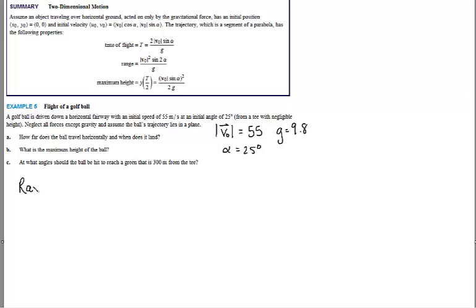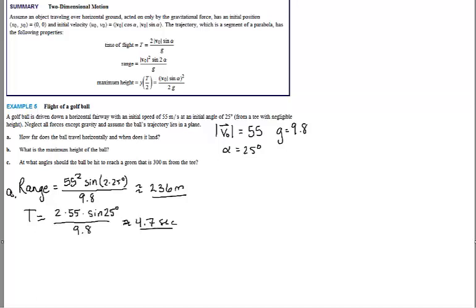How far does the ball travel horizontally, and when does it land? Horizontally would be range, and I'm just going to plop in those numbers. Right, I get 236 meters. When does it land? That would be time of flight. I'll plop in those numbers. Right, I get 4.7 seconds.